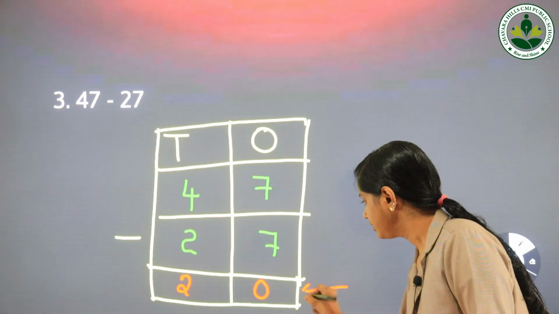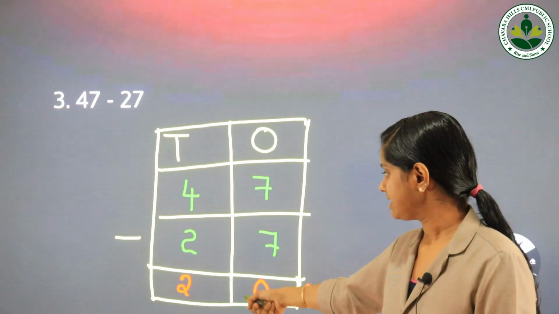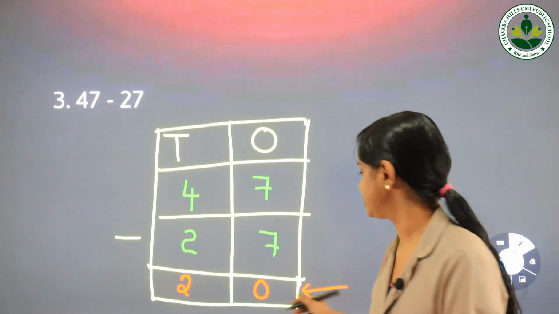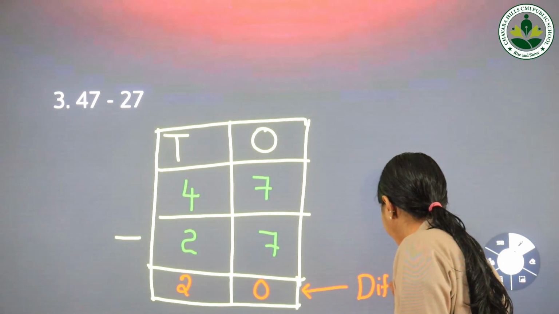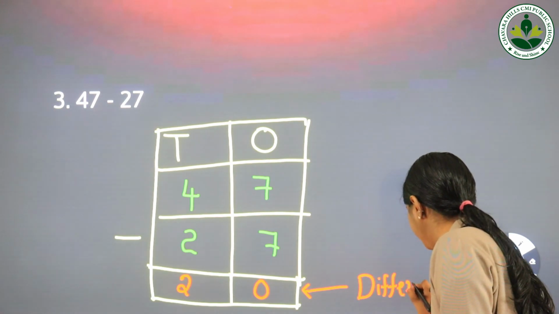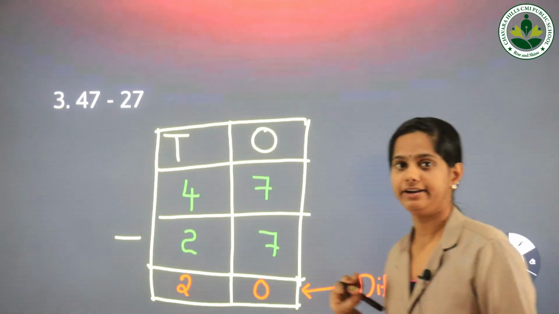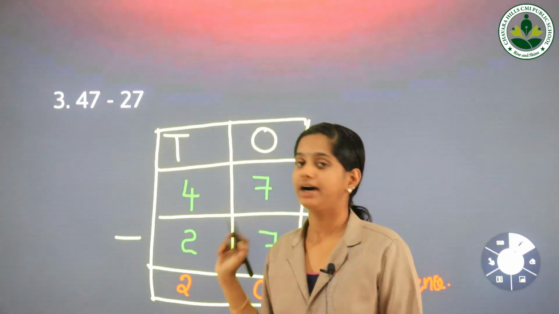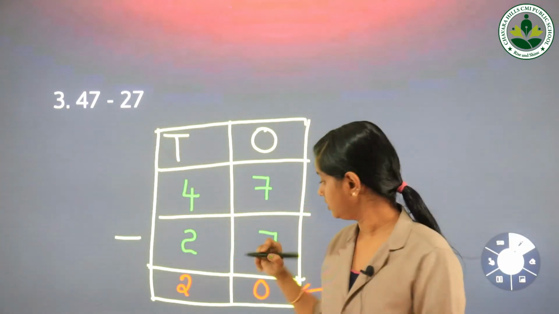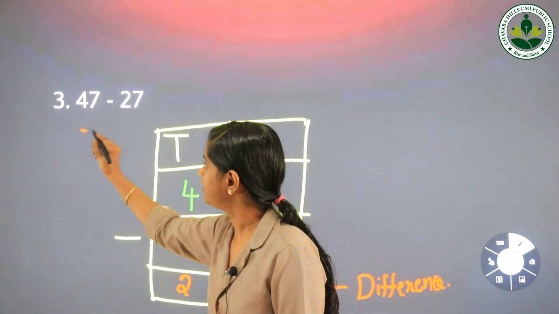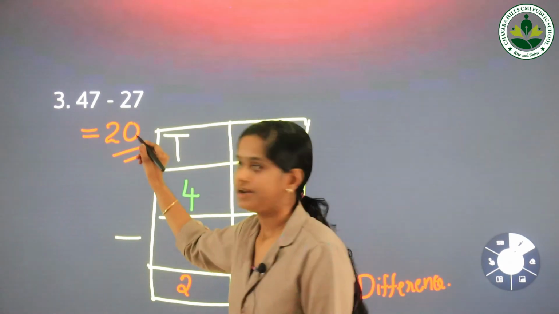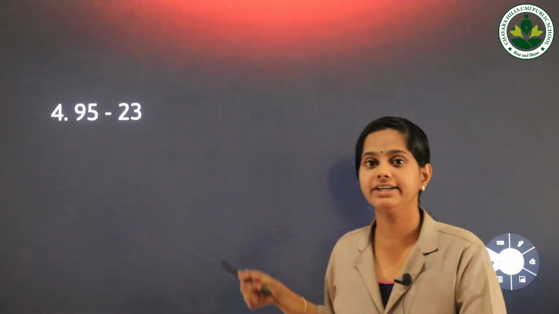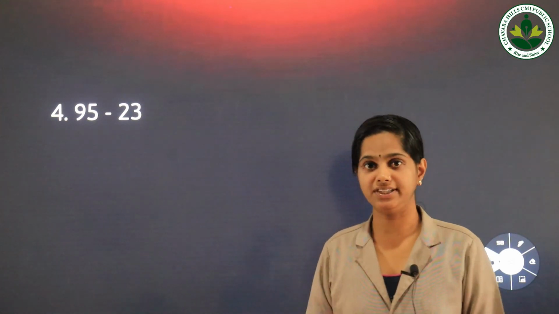20 is our answer. So we can say that 20 is the difference. 47 minus 27 is equal to 20. 20 is the difference.